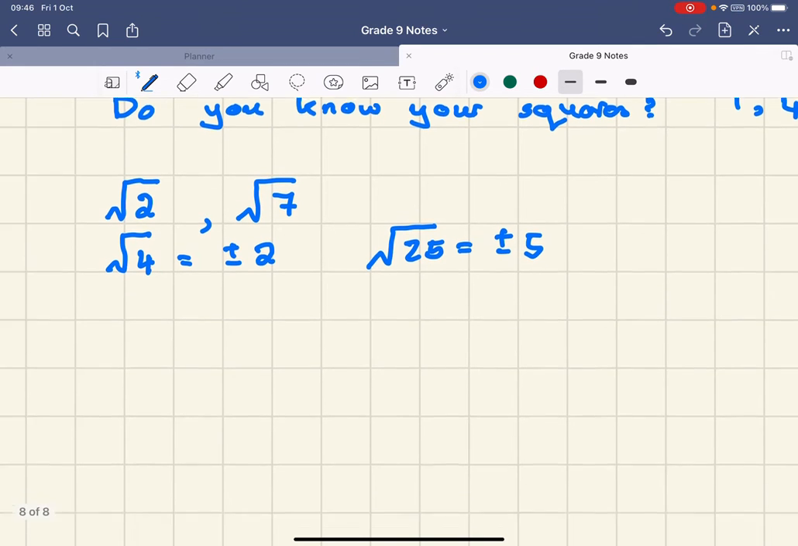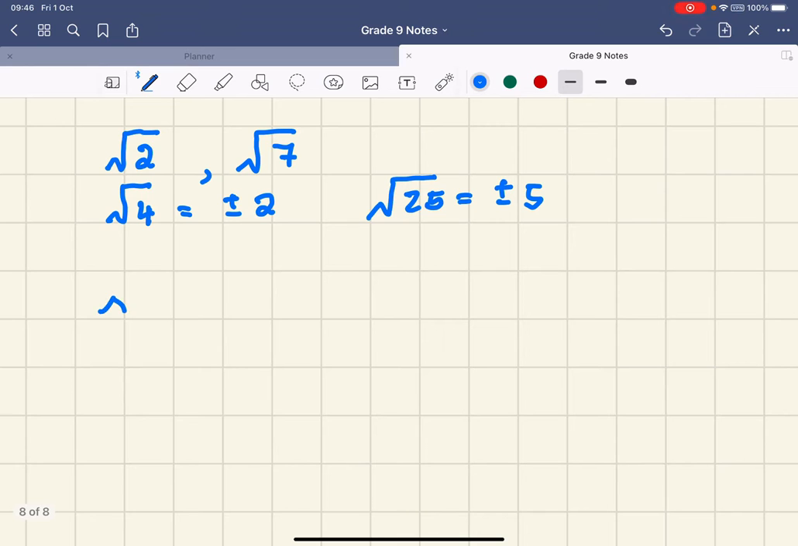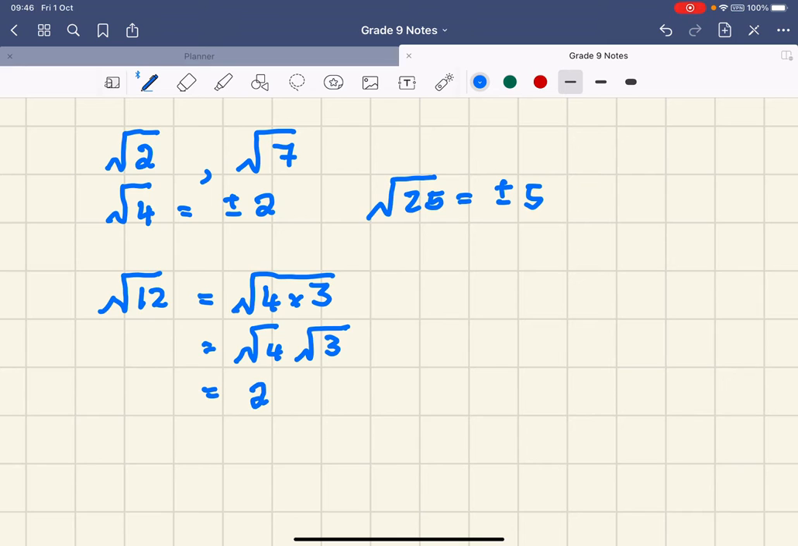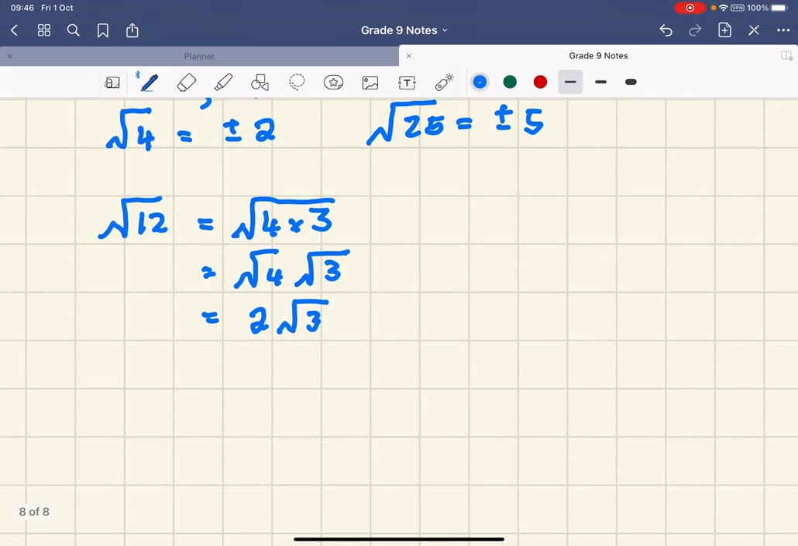Right, let's have a look at how we can simplify some of these. So let's take something like the square root of 12. Now 12 is not a square number, but there is a square number that divides into 12, and that's 4. So I can rewrite that as 4 times 3. Now with 4 times 3 inside that square root, I can split that square root sign up like this. And I can then say the square root of 4 is 2, and the radical root 3 part cannot be simplified. So that will be our answer.